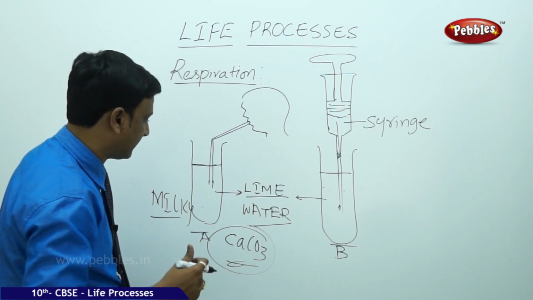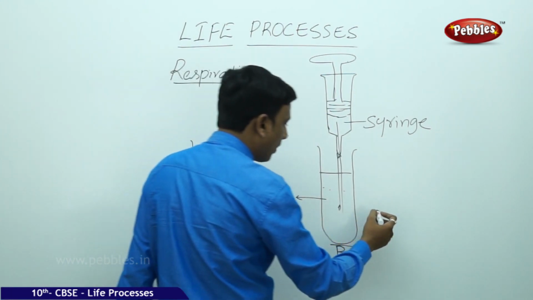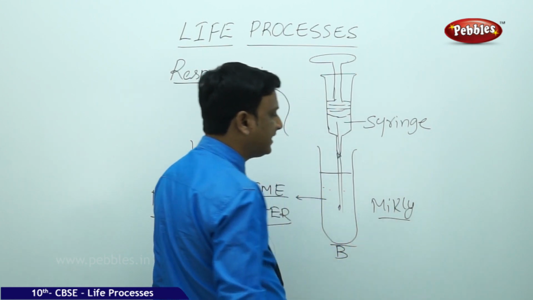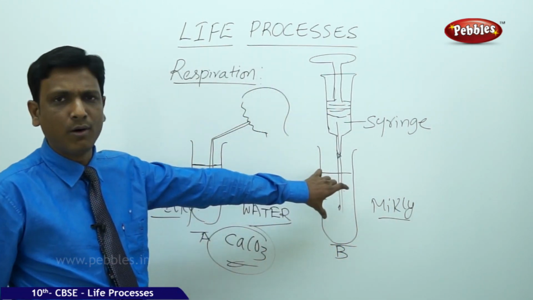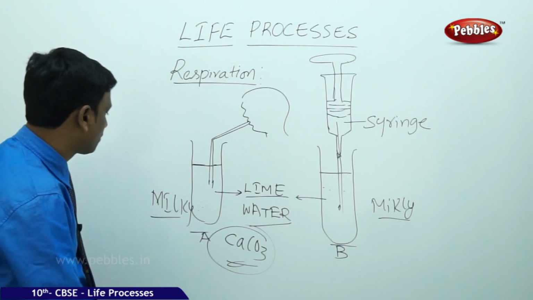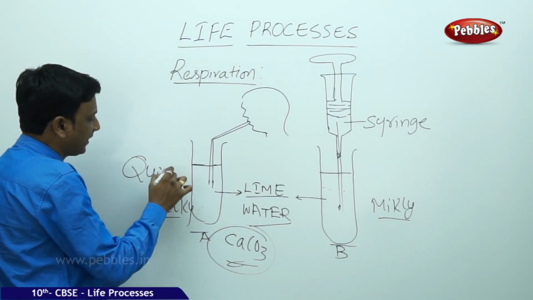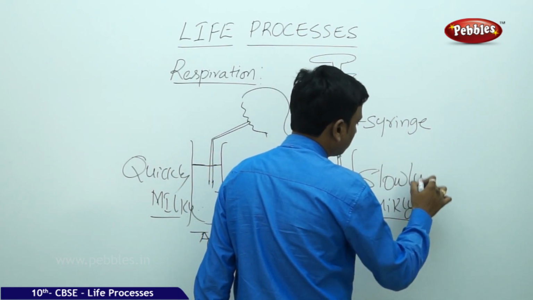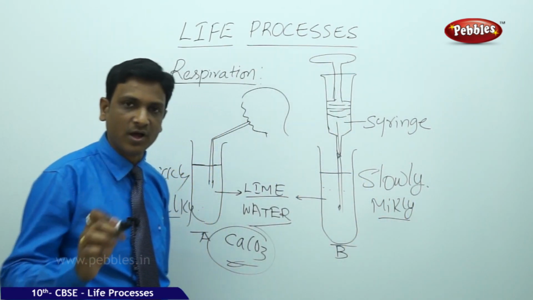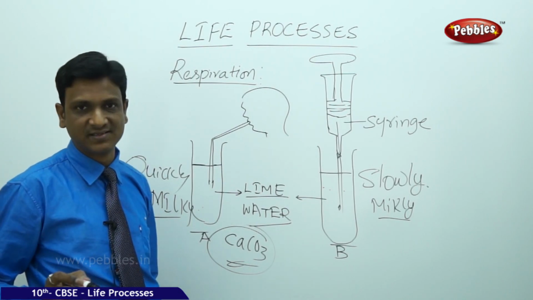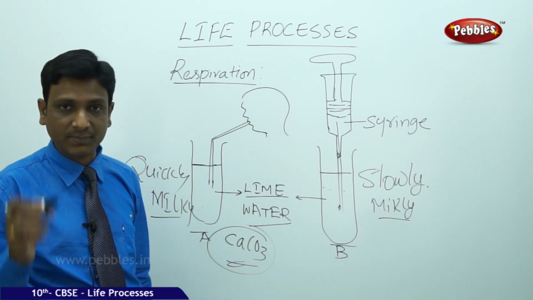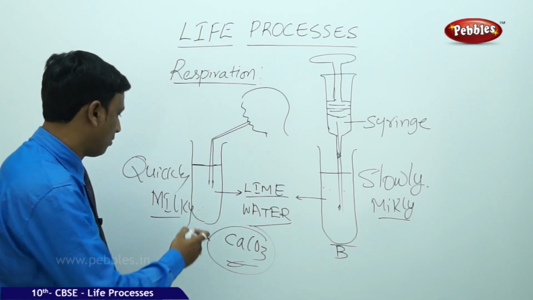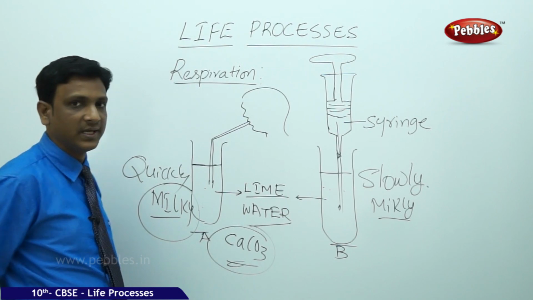Now let us see the difference. Here also the water may turn milky, but it is very slow and very delayed. It takes a very long time. Here it happens quickly. Here, slowly. Because the percentage of carbon dioxide present in the outside air is very less, but the percentage of carbon dioxide present in the exhaled air is more. So here it happens quickly.